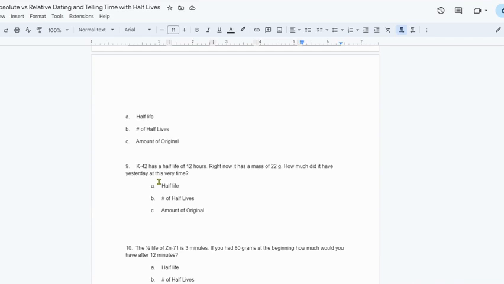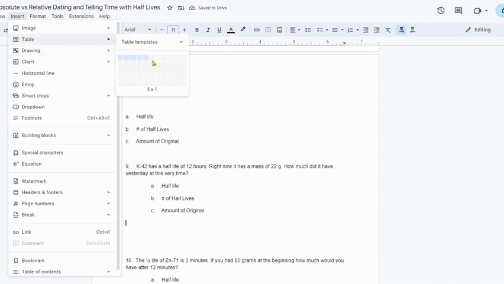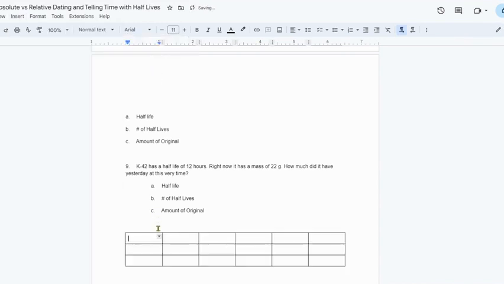K42 has a half-life of 12 hours. Right now, it has a mass of 22 grams. How much did it have yesterday at this very time? Okay, let's make our data table. Insert, and we'll make 3 columns. This is going to be percent. This is going to be number of half-lives. This one is going to be time passed.